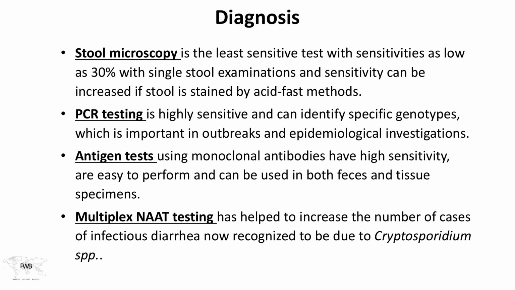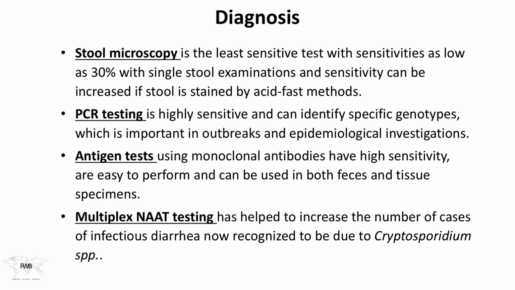So let's go through these. Stool microscopy is the least sensitive test. Sensitivities are suggested to be as low as 30% with single stool examinations. You repeat them, it can be increased, and acid-fast staining methods are often required to detect this in stool microscopy. But in general, I'm going to say stool microscopy is not a sensitive test, a test that is very limited as far as its sensitivity.